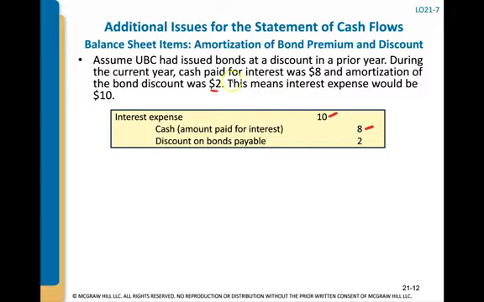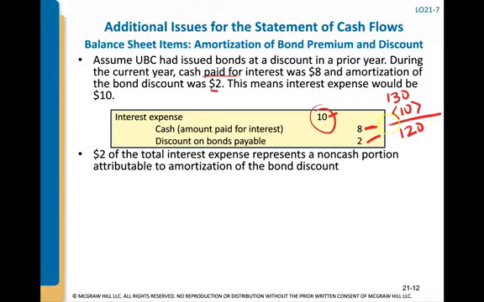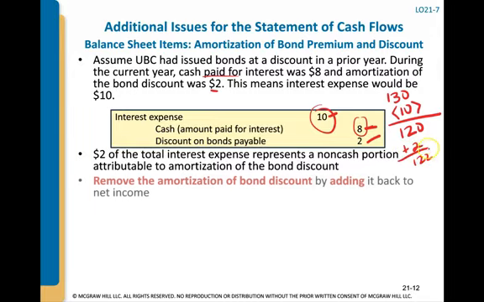It says that cash paid for interest was $8. So we credit cash for $8, and the amortization of a bond discount is going to be a credit. So we credit discount on bonds payable for $2, which means that the interest expense is $10. Now this interest expense reduces our net income by $10. So if we had income of $130, it would get reduced by this $10 of interest expense to get to $120, right? But only $8 of it was actually paid in cash, so we would have to add $2.